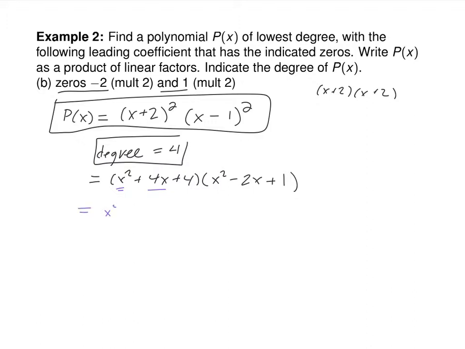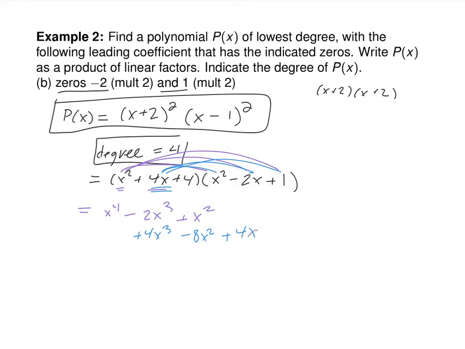We get x to the 4th, right? Minus 2x to the 3rd, right? So that's doing this, this, and then this, plus x squared. What do you get when the 4x distributes? 4x to the 3rd, negative 8x squared, and 4x. Great. And then the last one we should distribute is the 4. And it's 4x squared minus 8x plus 4. Yep. And then you see the biggest power there is x to the 4th.